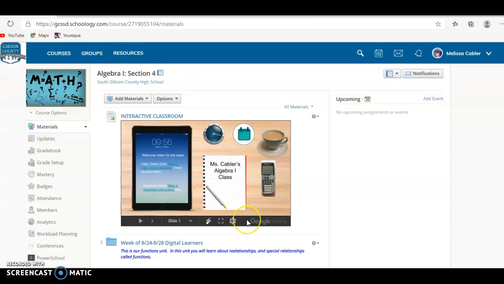Hey guys, so today we're going to talk about what you can expect from Algebra 1 as well as the first lesson. So when you open up your Algebra 1 on Schoology, this is what you see. Something sort of like this. Yours may look a little bit different because this is the teacher version.